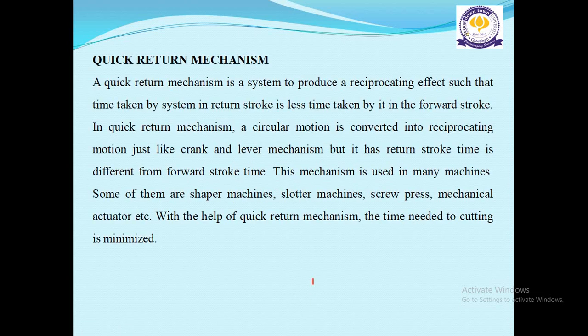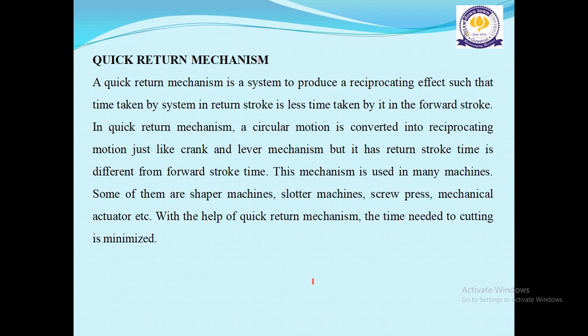So first of all, what is quick return mechanism? We'll just have a brief look at what a quick return mechanism is. A quick return mechanism is a system to produce a reciprocating effect such that the time taken by the system in the return stroke is less than the time taken by it in the forward stroke.